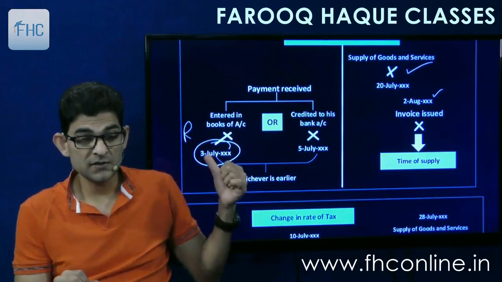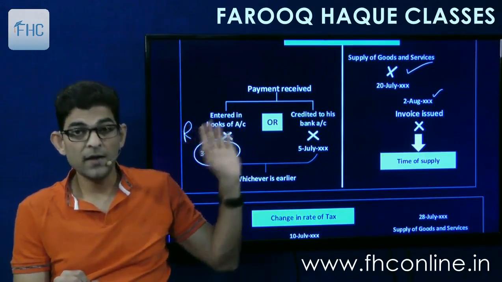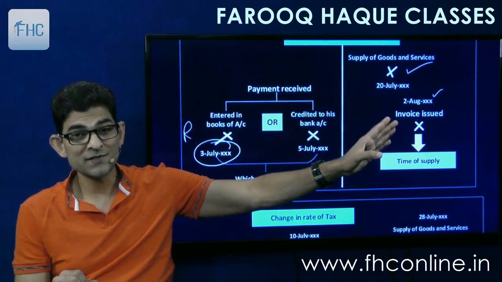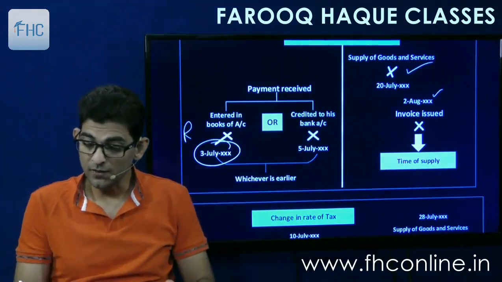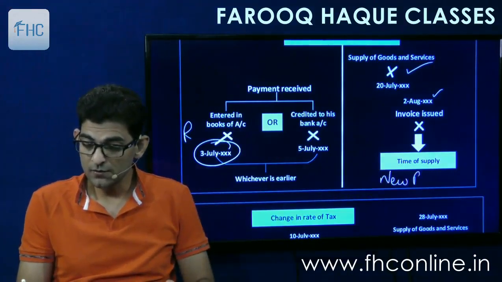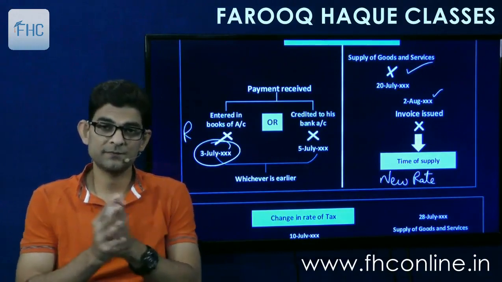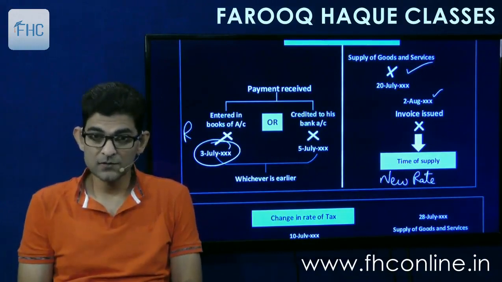So if receipt is earlier and invoice is afterwards, you will take whichever is later. That is invoice. So this will be the time of supply, 2nd August. And it will attract new rate of tax. Simple.